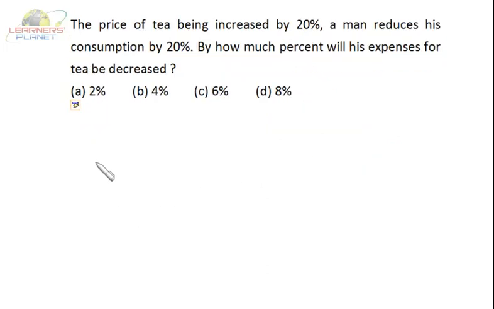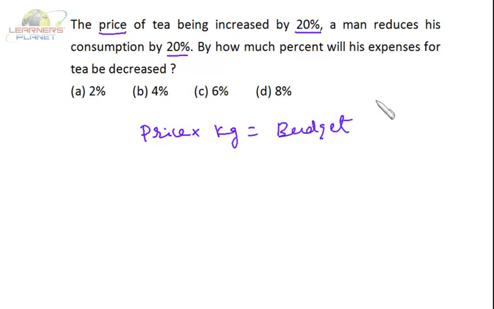Now, the price of tea being increased by 20%, a man reduces his consumption by 20%. So further there are two variables, the price and the consumption. Let's take the consumption in kilograms. So that means price per kilogram into its consumption in kilogram is equal to total budget of the month, or we can say total expenses on that particular commodity.